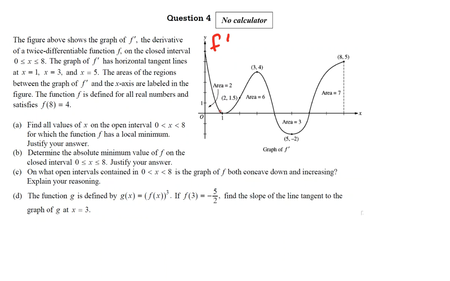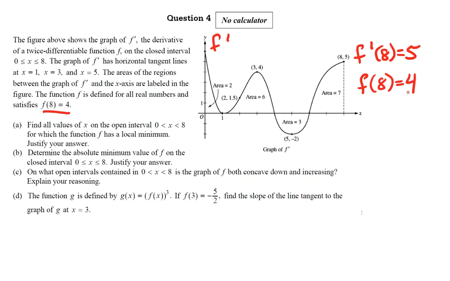And we are told that the function f is defined for all real numbers and that it satisfies f of 8 equals 4. Well, make no mistake about this. This point, f prime of 8, is given to be 5. This is completely something different. f of 8 is on a completely different graph. So on the original function, we know the y-coordinate at 8 is equal to 4.